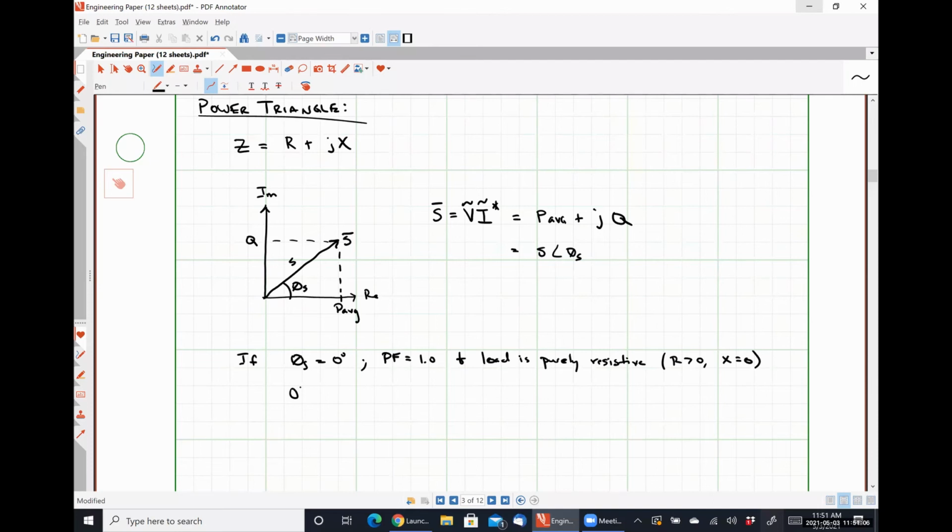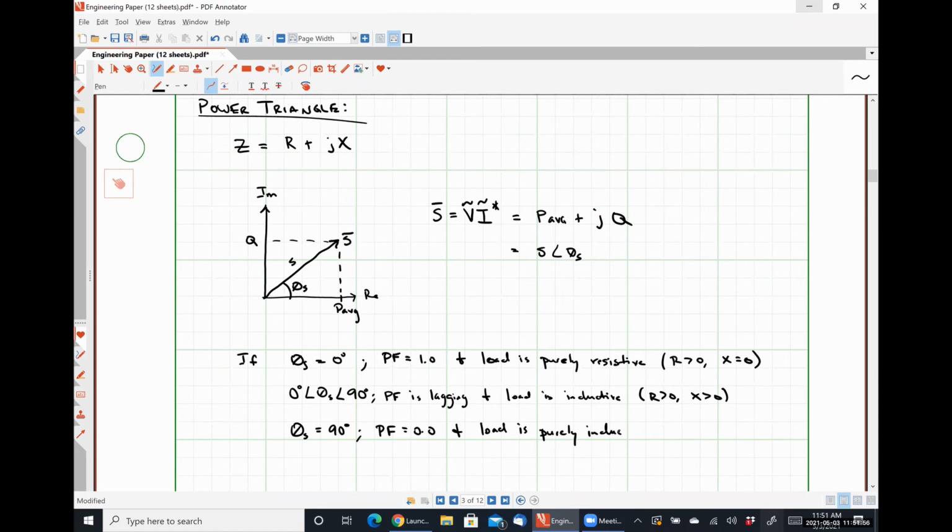If 0 is less than theta S is less than 90 degrees, our power factor is lagging, and the load is inductive, meaning that R is greater than 0 and X is greater than 0. If theta S is exactly equal to positive 90 degrees, our power factor is 0, and the load is purely inductive, where R is equal to 0 and X is greater than 0.